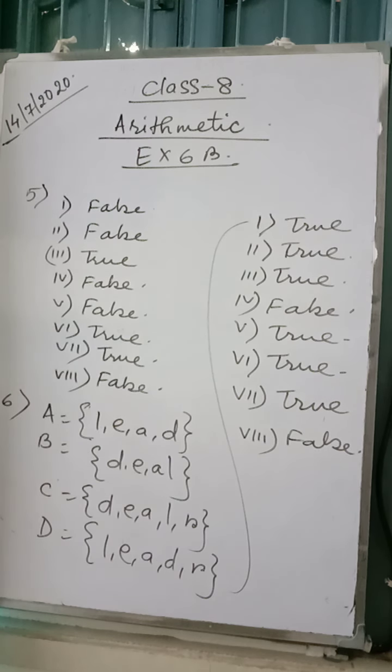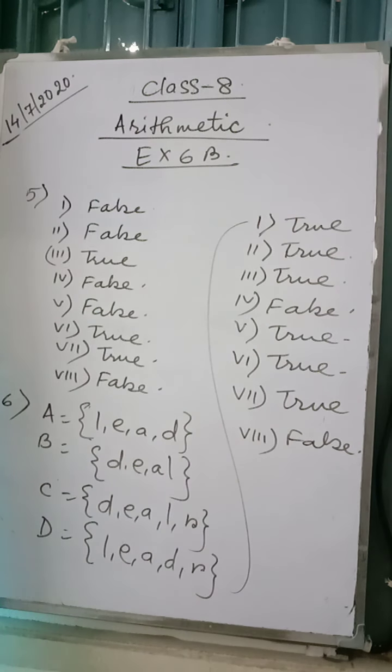Number 7, it says universal set U is equal to all the positive integers up to 20 and the negative integers endless. There is no end of this. A is equal to minus 3 to 3. B is equal to minus 5 to 5. And C is equal to minus 6, minus 5, minus 1, 0, 1, 5, 6. Now you have to write the statements whether it is true or false.